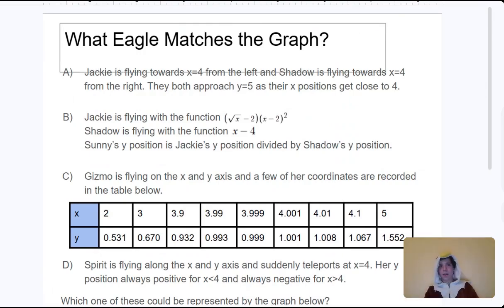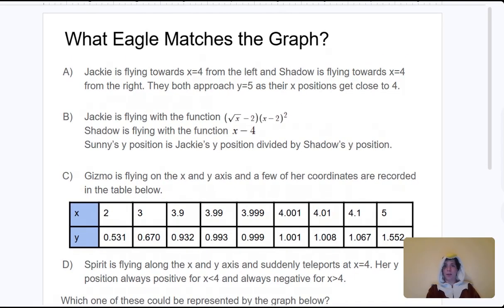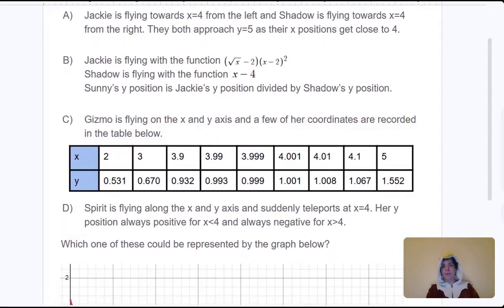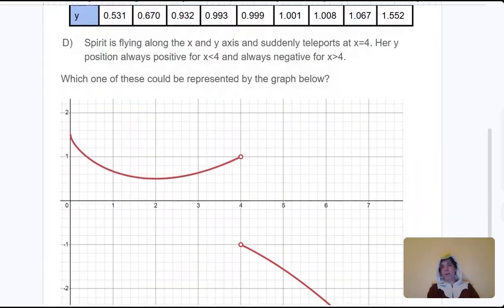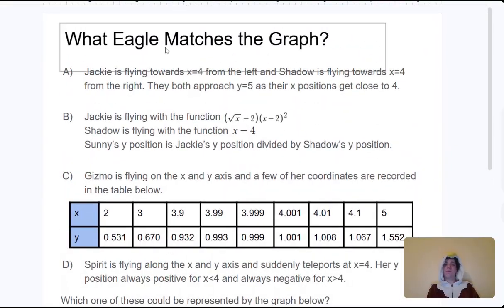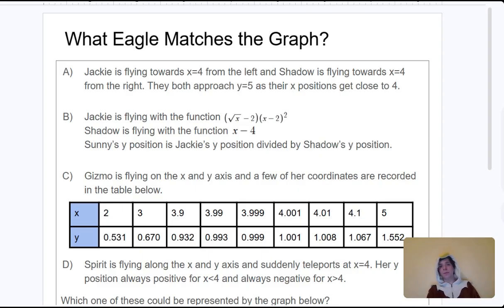So Jackie is flying towards x equals 4 from the left, and Shadow is flying towards x equals 4 from the right. They both approach y equals 5 as their x positions get closer and closer to 4. Now you can see that's obviously not what the graph is, because their limits match and they're not 1 or -1. So it's not A. Now let's look at B.